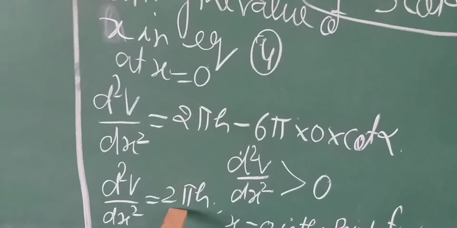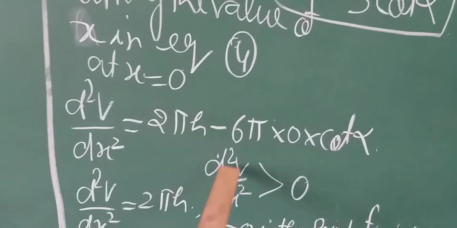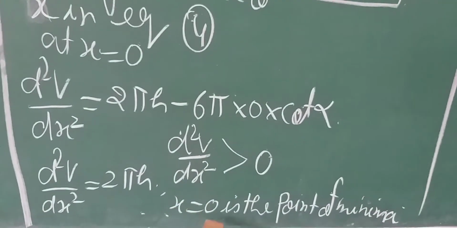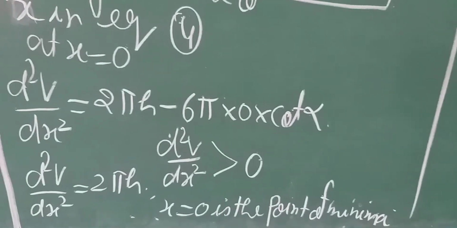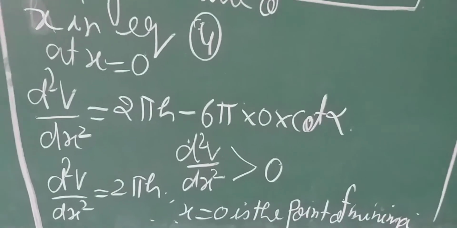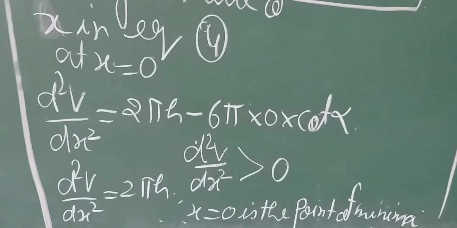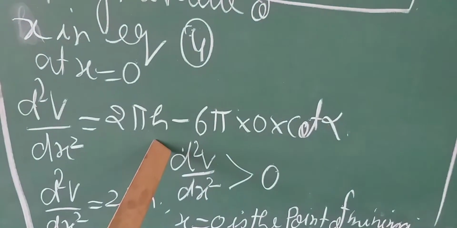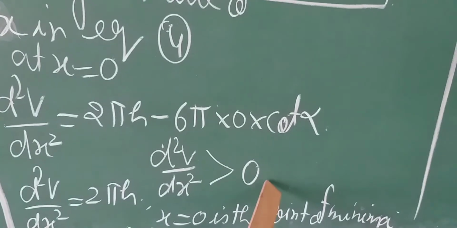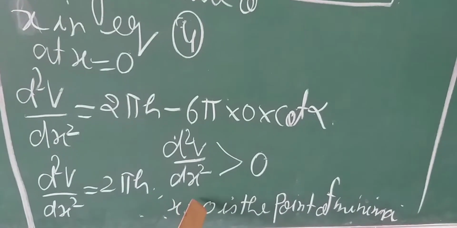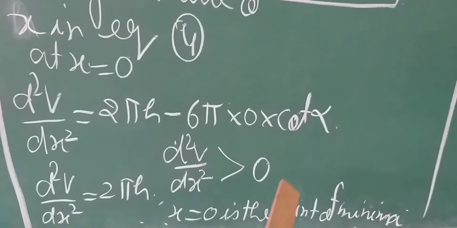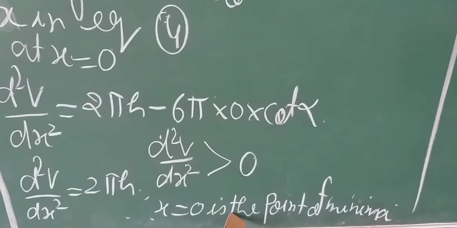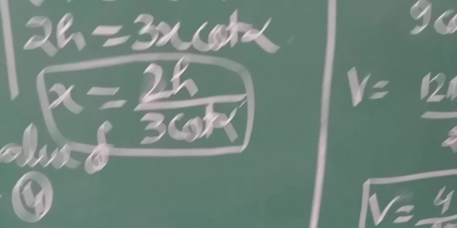Okay, it is positive, so we can write d square v upon dx square greater than 0. Therefore x equal to 0 is the point of minima. Students, we know that if the value of second order derivative is positive, means greater than 0, then the point will be the point of minima. That's why we have written here x equal to 0 is the point of minima.